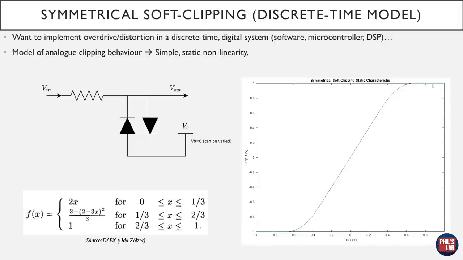But this is what leads to this symmetrical soft clipping static characteristic. It's due to the effect of these diodes that they are either invisible, we start to see the knee, and then they start to be fully on, fully forward biased. And this is how we get this symmetrical soft clipping characteristic.